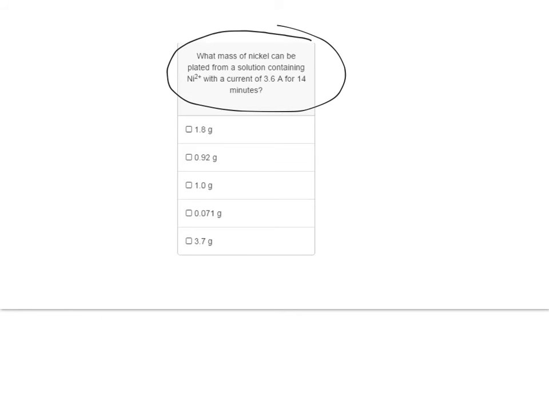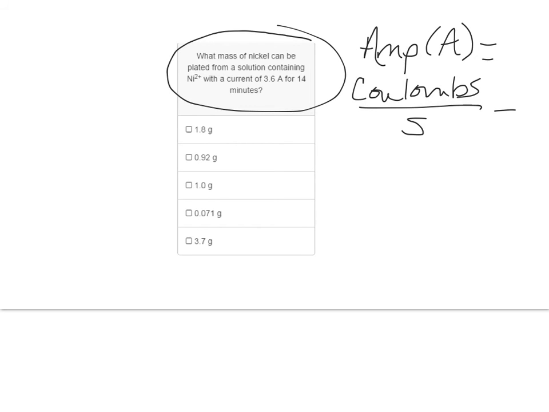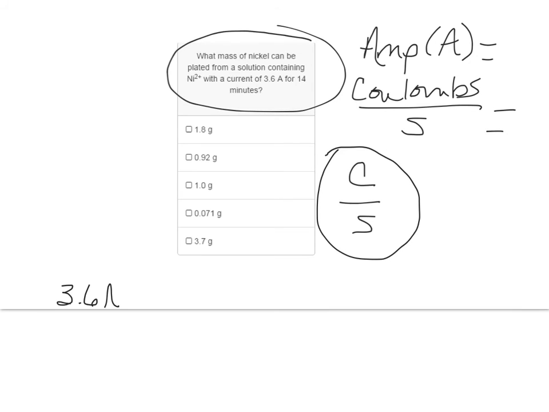And so the most important thing I think you need to know is that an amp, which is abbreviated capital A, is equal to coulombs per second. The abbreviation for coulombs is typically a capital C. So it's not as important where you start as long as you set up your unit cancellation. So I usually start with amps. So I'm going to start with the 3.6 amps, and I know that means it's 3.6 coulombs per second. Okay? Then typically the problem will give you time. So I try to cancel out seconds first.